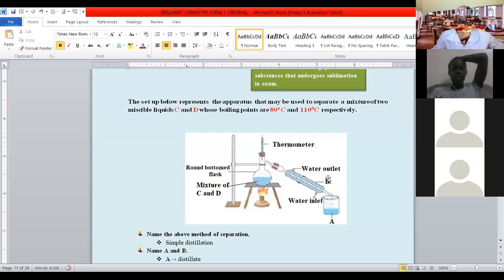What you are referring to is a fractionating column. Yes, that is what you are referring to, the function of the fractionating column. Leslie? The Liebig condenser is used to improve the condensation process. Not really, but you have tried.